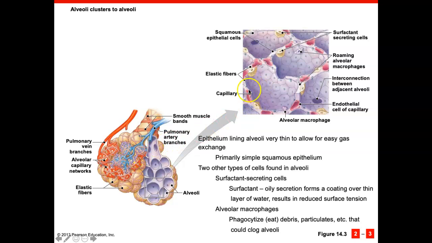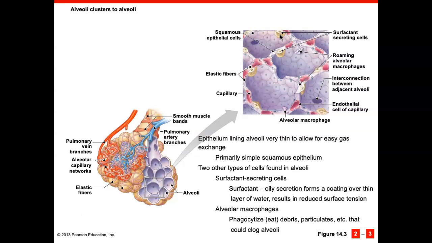Now, inside the alveoli, this picture is pretty good. It does show you each alveolus is a single layer of simple squamous cells, very thin to allow for this gas exchange to occur. It's simple squamous epithelium. But there's other kinds of cells in here as well. There is a cell called a surfactant secreting cell. A surfactant is a substance that reduces the surface tension inside the alveolus so that the alveoli do not collapse.